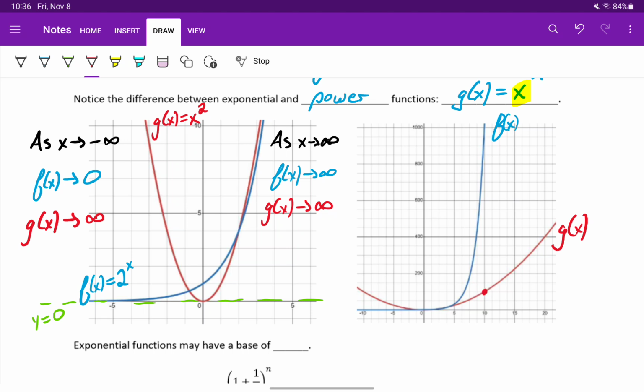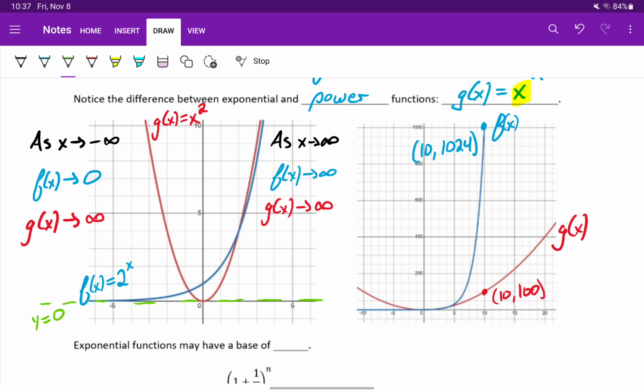For instance, when we're at an x value of 10, our power function has a function value of 100, while at 10, our exponential function has already taken on a function value of 1024. So while we're zoomed in on the left, that behavior on the right seems very similar, but as we zoom out, again, we can see the exponential function growing much, much faster than the power function.